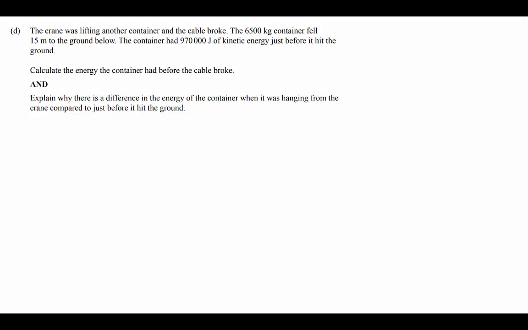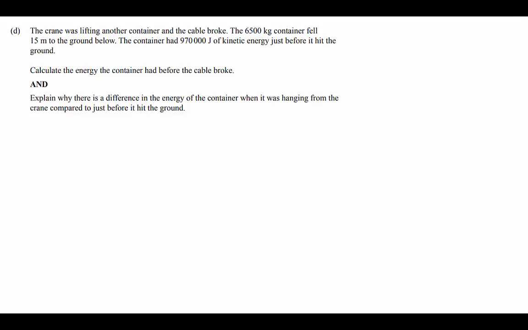Alright, final question. The crane was lifting another container and the cable broke. It was a 6,500 kilogram container and it fell 15 meters to the ground. The container had 970,000 joules of kinetic energy just before it hit the ground. We've got to calculate the energy the container had before the cable broke, and then explain why there is a difference in the energy from when it was hanging to immediately before it hit the ground.